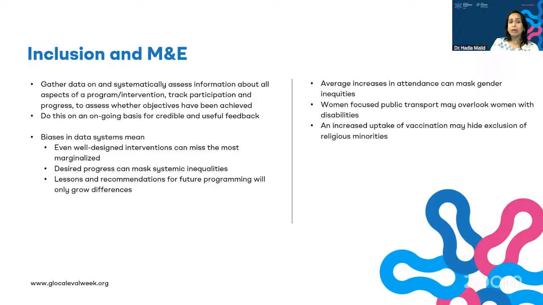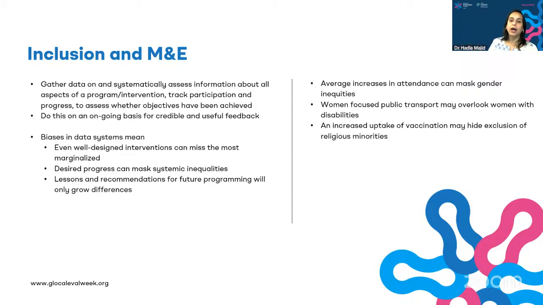Now, if there are biases in this monitoring and evaluation system that you have put in place, your most well-designed, most well-intentioned interventions can end up missing the most marginalized. And what that would mean is that any progress that you're seeing on average can actually mask systemic inequalities, which perhaps would grow as your program or your intervention meets its end. So I'll give you some examples.